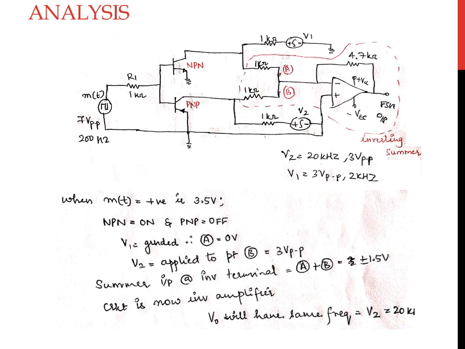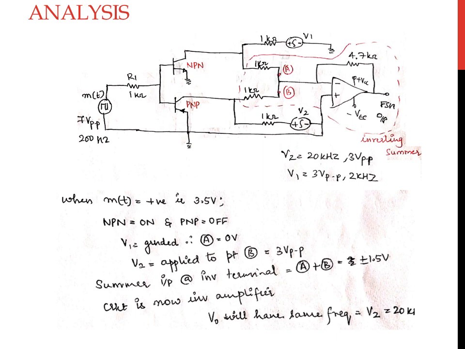When we look into the analysis of the circuit, you can clearly observe that the circuit consists of a combination of the transistors along with a summing amplifier circuit. The summer circuit is an inverting summing amplifier circuit.